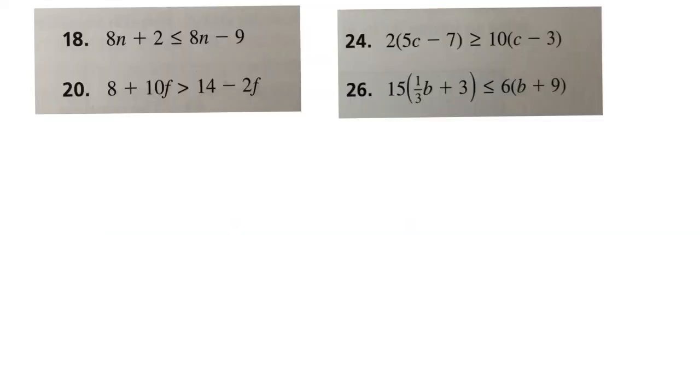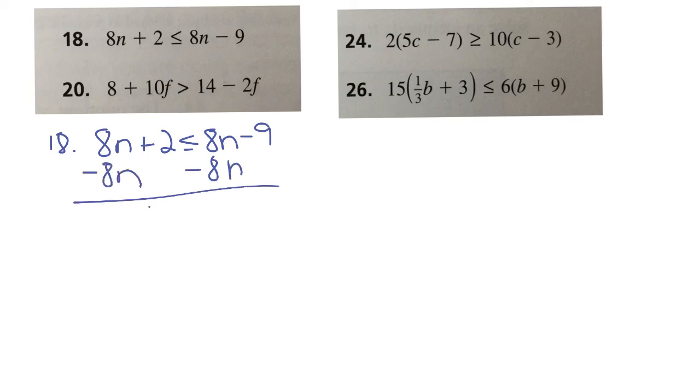And lastly, here's a couple extra problems to look at. Number 18. These are from page 77. 8n plus 2 less than or equal to 8n minus 9. We're going to get our variables on one side first. So we get 2 is less than or equal to negative 9. This is false. When it's false, there are no numbers that make it work, so there's no solution.